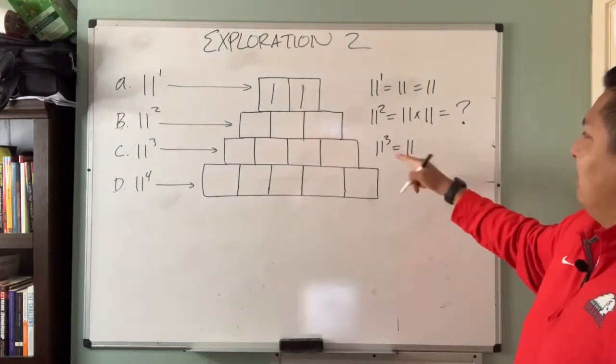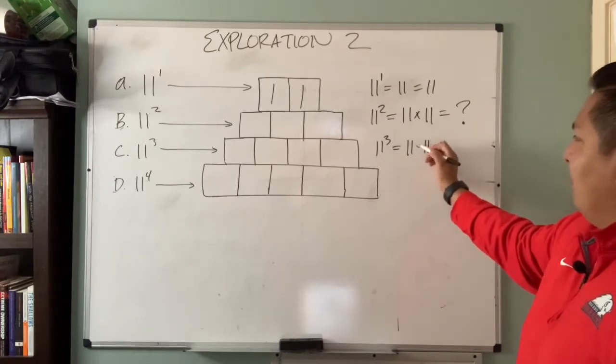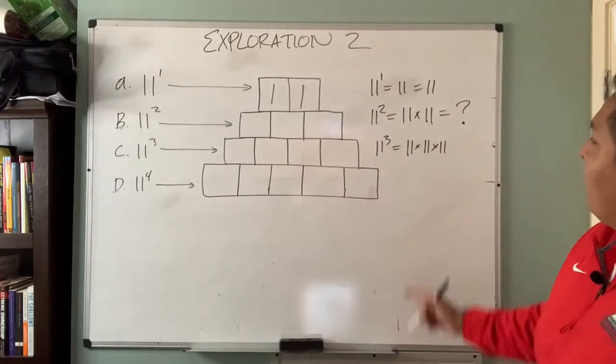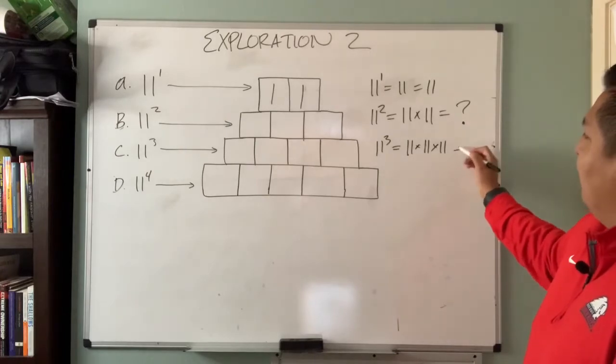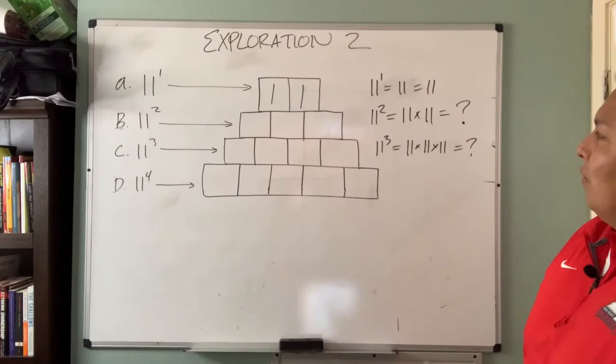Write 11 three times. 11, 11, 11, 1, 2, 3. Don't forget to plug in your multiplication symbols. And 11 times 11 times 11. What is the value? You figure it out here. And so on and so forth, okay?